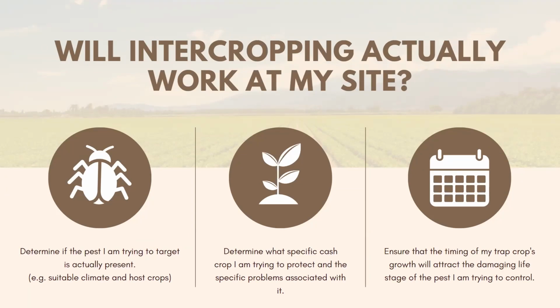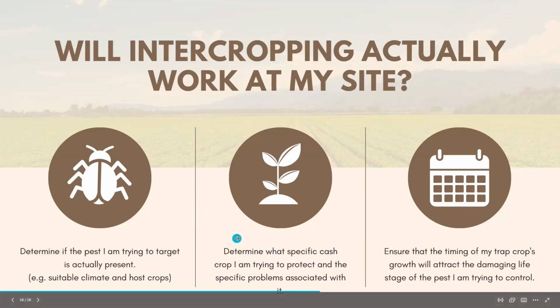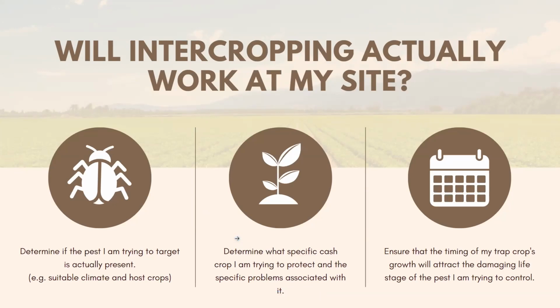But if the pest isn't there, or if it's just a pest that you're afraid might show up, there's a good chance that trap cropping, intercropping may not necessarily work. The second thing you want to consider is to determine what specific cash crop or desirable crop you're trying to protect, and then be familiar with the problems associated with it.